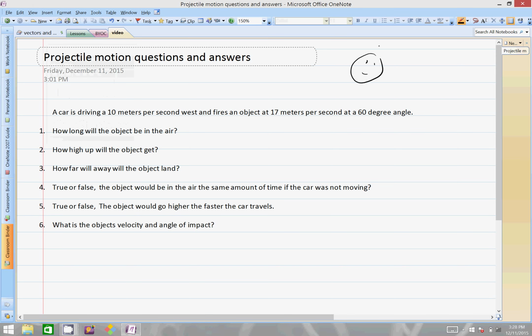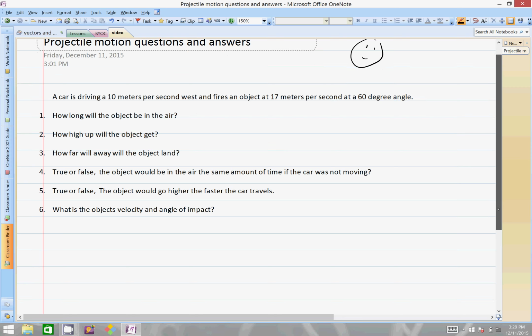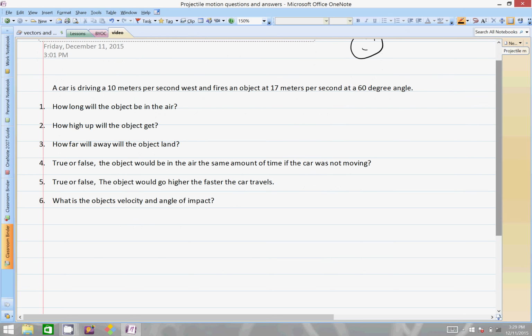Good afternoon, this is Schweitzer, and we're going to run through some problems involving projectile motion. This is maybe about as advanced as we would get in our physics class. So if a car is driving along at 10 meters per second, we'll draw a picture of this.